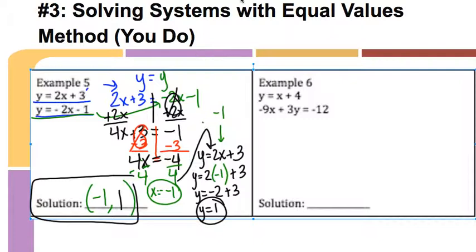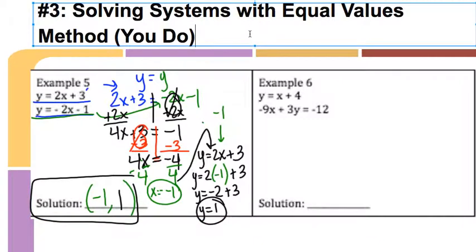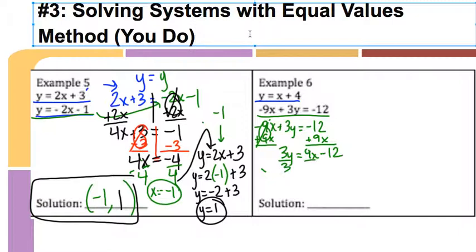Example 6. This is another situation. Y equals mx plus b, that's fine. However, this green equation is in standard form, so I have to solve it. So negative 9x plus 3y equals negative 12. I add 9x to both sides. That creates a zero pair, so 3y equals 9x minus 12. I divide by 3, all across. So y is equal to 3x minus 4.